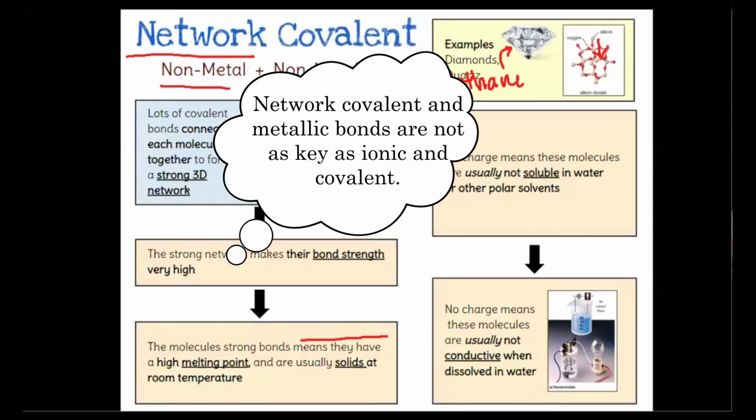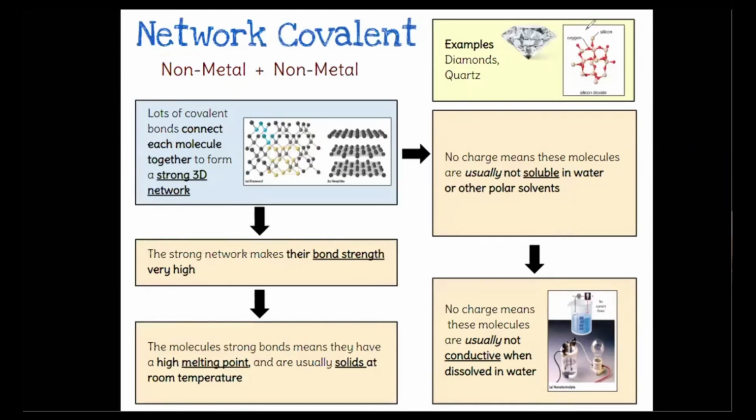Okay, the last two are network covalent and then metallic bonds. Network covalent is when we have nonmetals and nonmetals that form these crazy grid patterns that are super strong. One of the really common examples of this is diamonds. Because of the lattice structure of all the carbon molecules, diamonds are super, super strong.